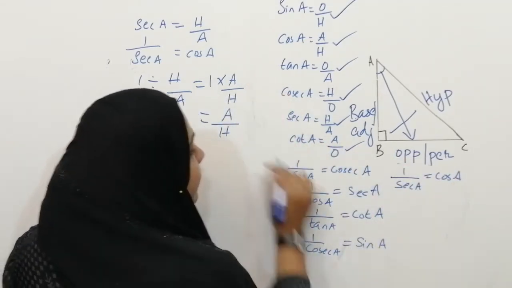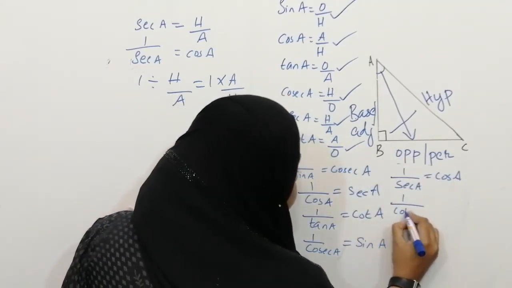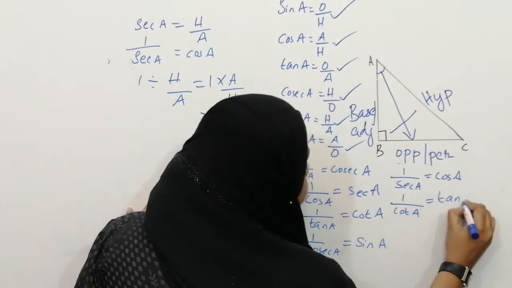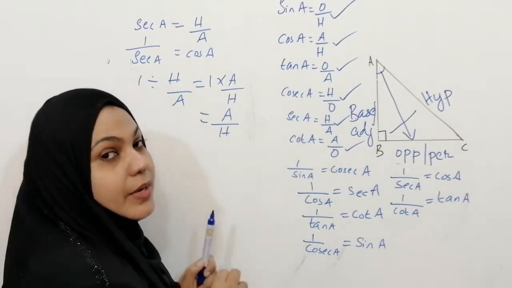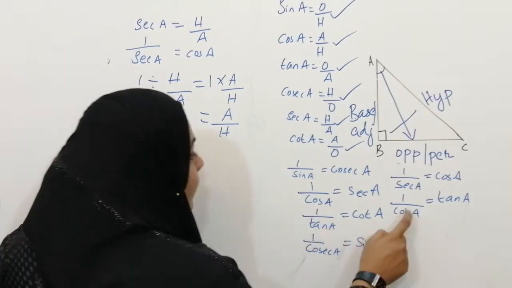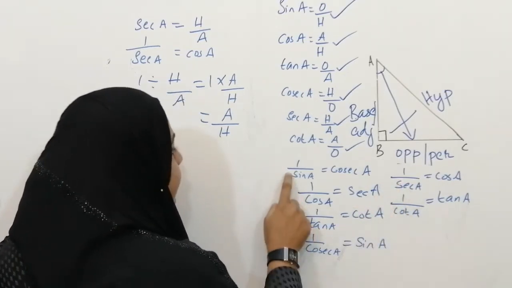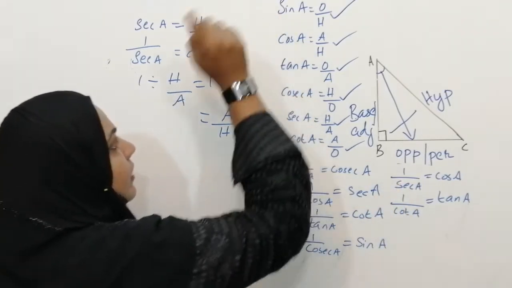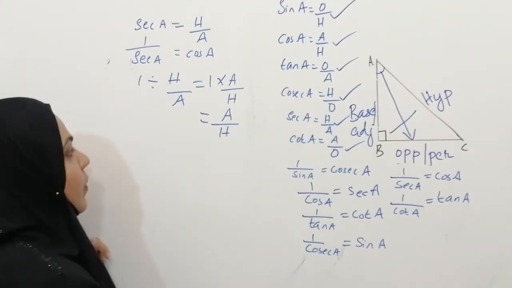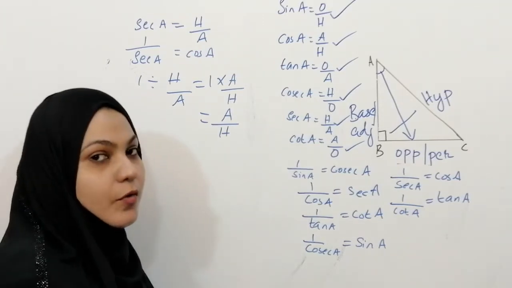Similarly, we can write 1 by cot A is equal to tan A. Now we can count how many trigonometric ratios we found. So 1, 2, 3, 4, 5, 6, 7, 8, 9, 10, 11, 12. So now we have 12 formulas. So we can find more formulas now.